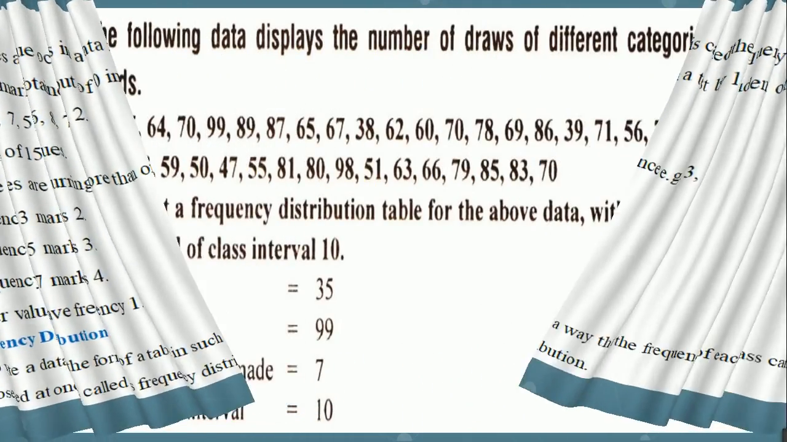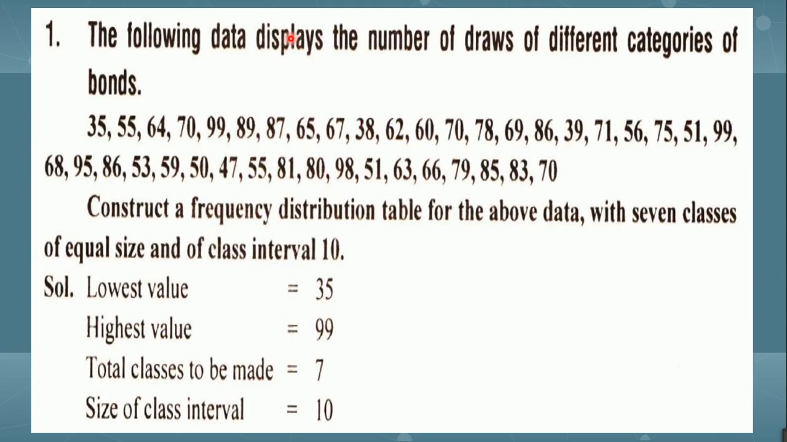Now look at this question. The question is: the following data displays the number of draws of different categories of bonds. Construct a frequency distribution table for the above data with 7 classes of an equal size and class interval 10. From the given data, the lowest value is 35 and the highest value is 99.